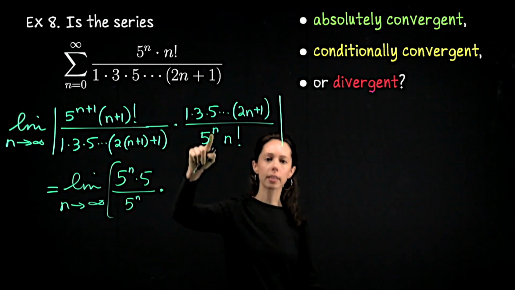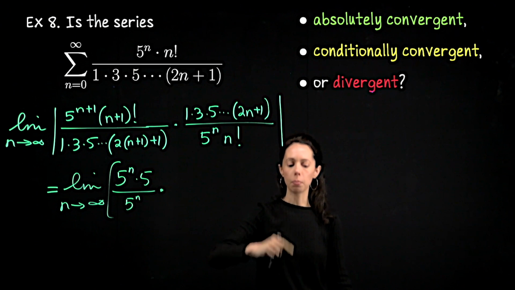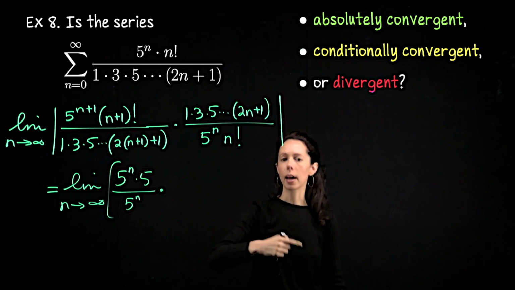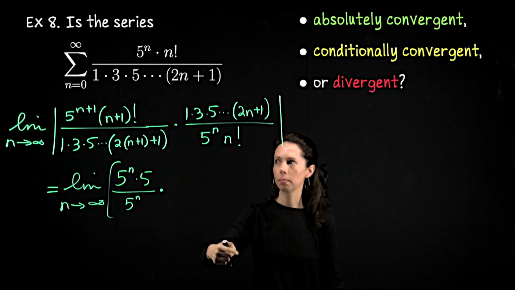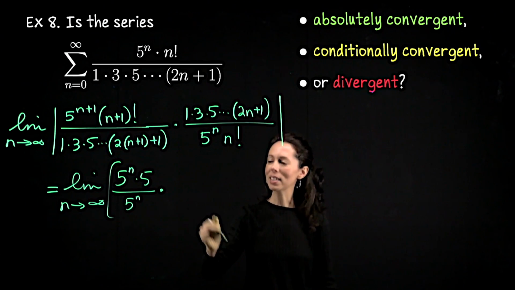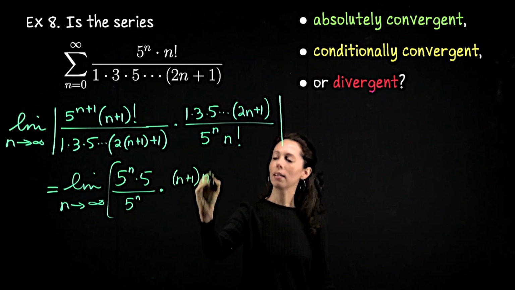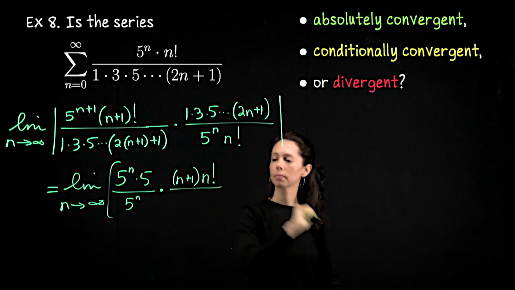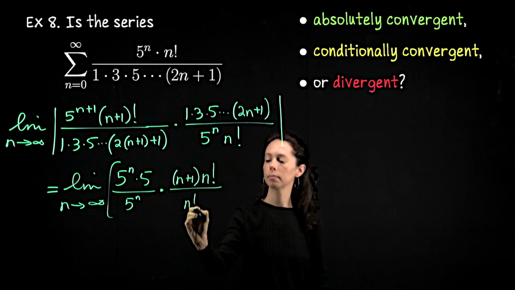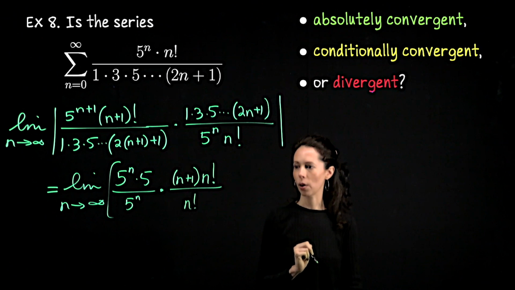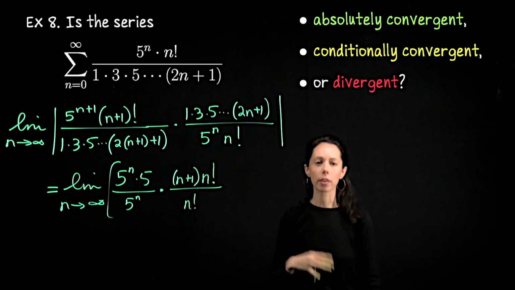Let me do the factorials next. N plus 1 factorial is the number n plus 1 times n times n minus 1, all the way down to times 3 times 2 times 1. But that can be written concisely as n plus 1 times n factorial. Then we are going to divide that by n factorial. Okay, so that's the better way to write these factorial expressions, so that we'll get some cancellation.